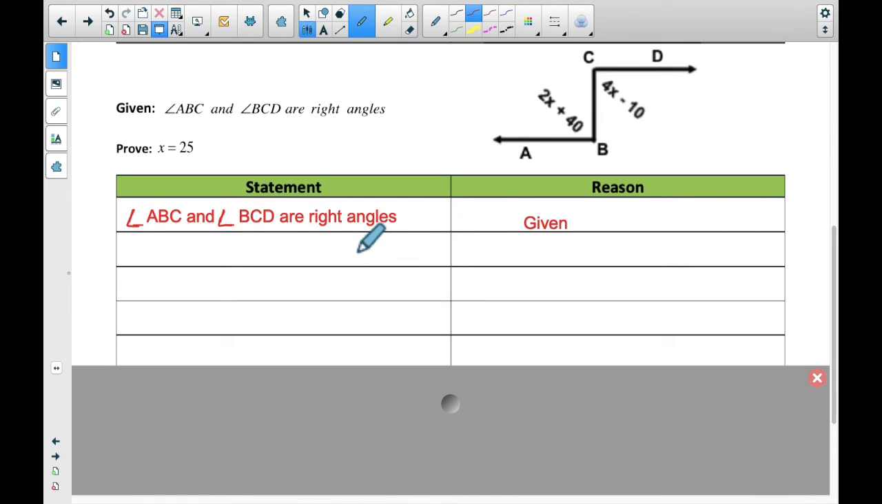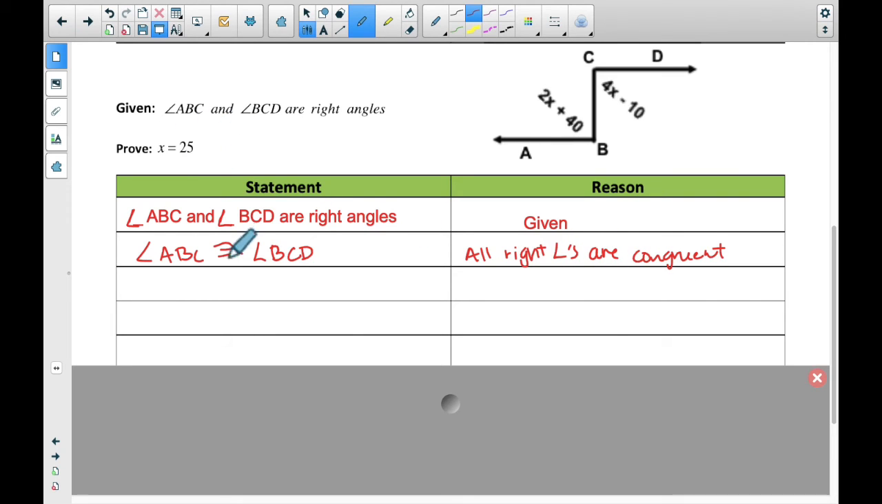And on the previous page, if you flip back a page, it says if you have 2 right angles, they must be congruent. So if these 2 angles are right angles, they must be congruent. In other words, angle ABC is congruent to angle BCD. Why? Because, and we're just going to leave as our answer, we're just going to say all right angles are congruent. That's a reason. All right angles are congruent.